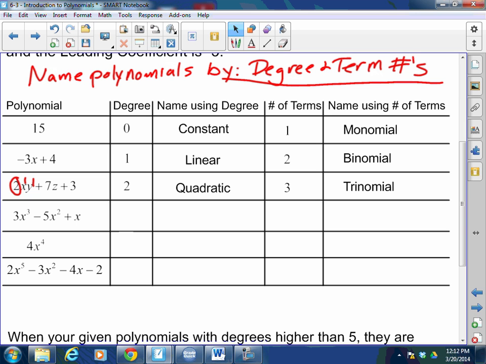Next, what is the degree of this polynomial? 3. A third degree polynomial is called cubic. How many terms? What is a 3-term polynomial called? Put it together. This is a cubic trinomial. Well done. Next, what is the degree of this polynomial? A 4th degree polynomial is called quartic. Okay? How many terms? 1 term. What is the name of a 1-term poly? Monomial. So this would be a quartic monomial.